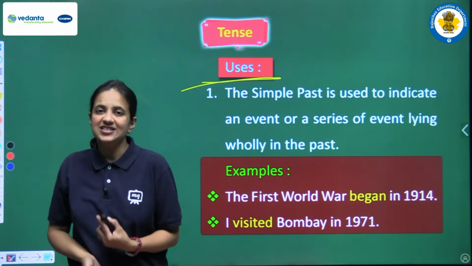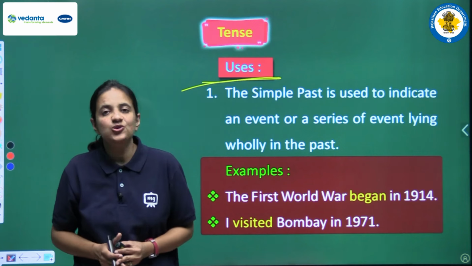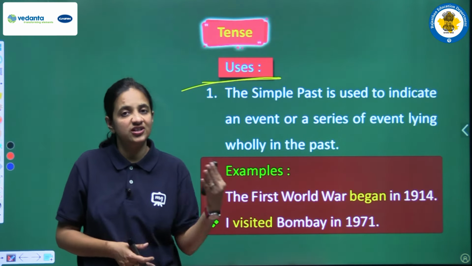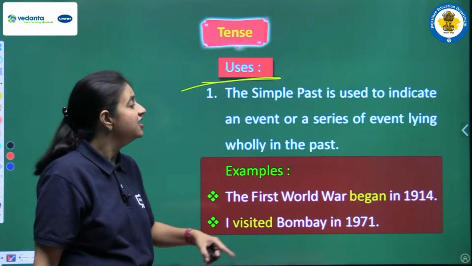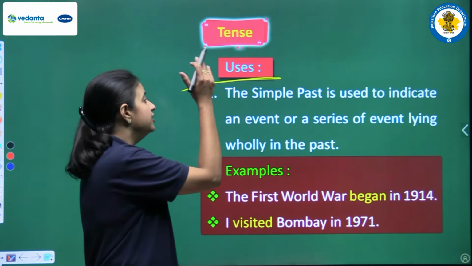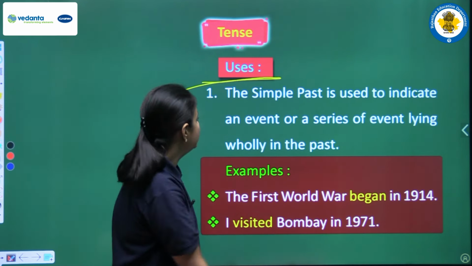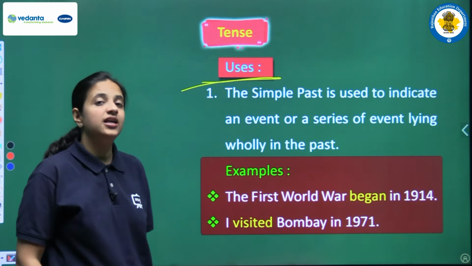Let's see कि ये जो tense है past simple tense, ये किन sentence में use होता है, इस tense को use करके हम किस तरह के sentence generally form करते हैं, what are the different uses of past simple tense. So right now we are having the very first use, so let's read. The simple past is used to indicate an event or a series of events lying wholly in the past.